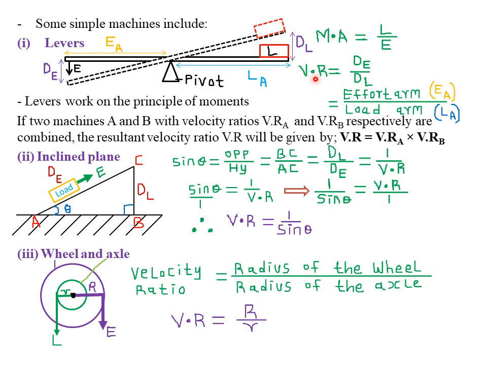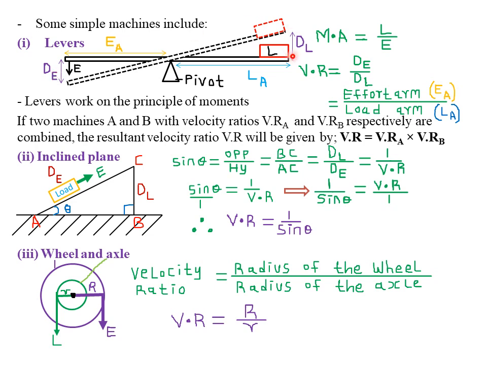Then the velocity ratio: remember, velocity ratio is always given by the ratio of the effort distance to the load distance. The effort distance is the distance moved from this particular point up to the lower point. That is the distance through which our bar moves as a result of applying this effort, from this point up to the new position of the bar. This is what we are calling the effort distance.